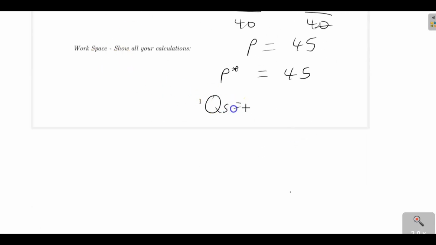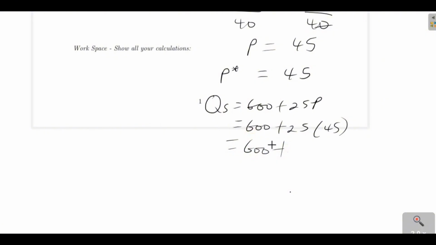So we know that the quantity supplied is 600 plus 25p. So substituting the value of p, we have 25 multiplying 45. And this is going to be 600 plus, now let me use my calculator. What is 25 times 45? That is 1,125. And what is 600 plus 1,125? That is going to be 1,725. So the equilibrium quantity is 1,725 units.